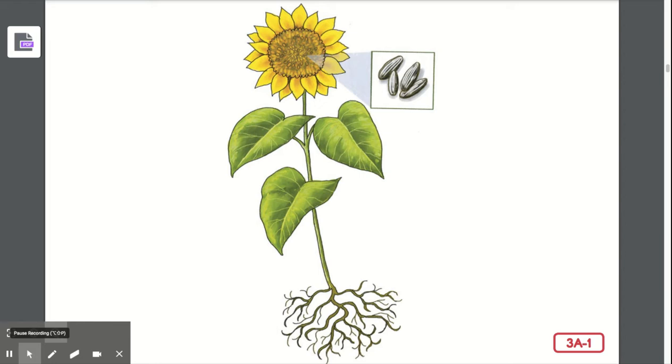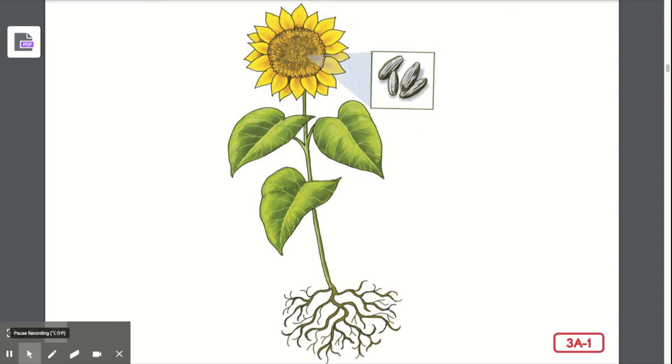Each part of the plant does something important. The roots keep a plant in the ground and take in water and nutrients for the plant. The stem supports the plant and moves water and nutrients to the rest of the plant. The plant makes its own food in its leaves through a process called photosynthesis.